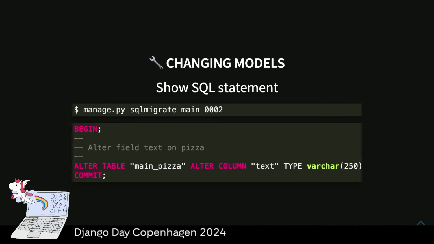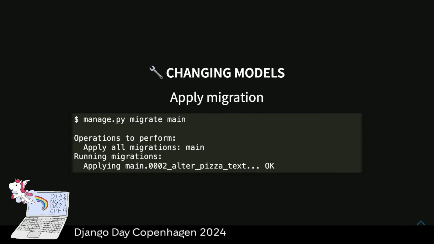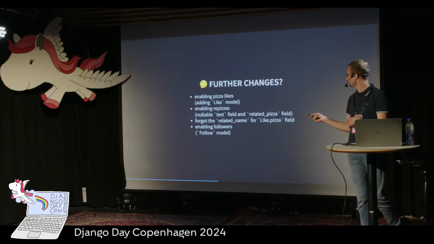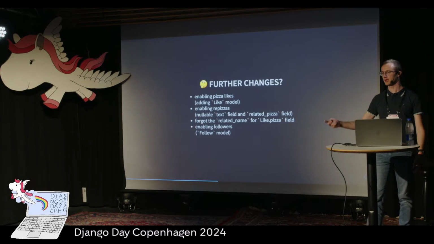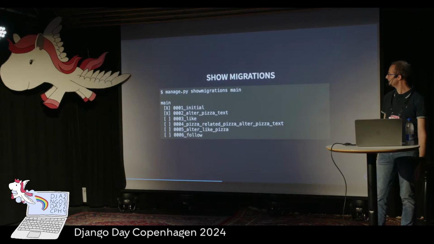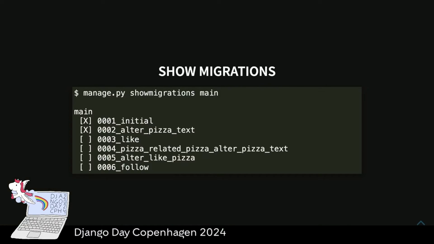The SQL migrate will show you the begin SQL command and commit, and then you can apply the migration. Pretty easy, right? But what if you want to add further changes? For example, enable pizza likes or repizzas, retweets for old school tweeters. And if you forgot things or you want to enable new models, then you can create another model, make changes to your database, and create another migration. And with show migrations, you end up having a list like this one that you can apply or unapply when you want.